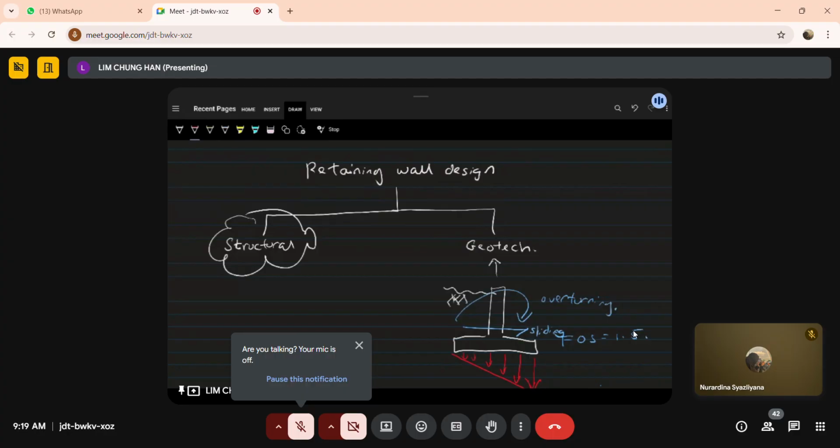Okay, so that about covers it for retaining wall design, the structural part. Any questions?